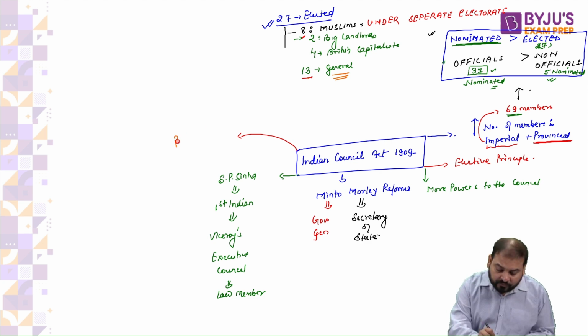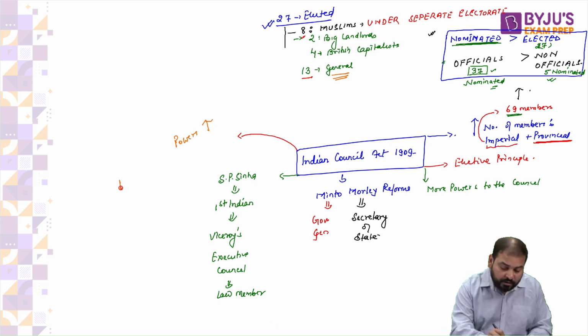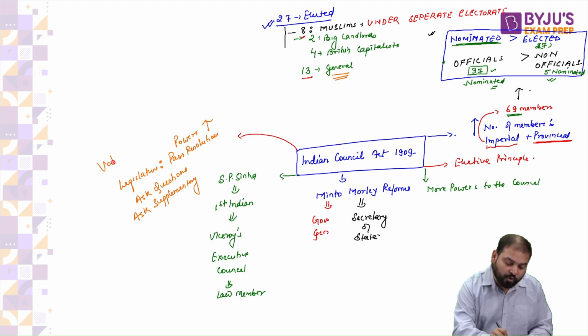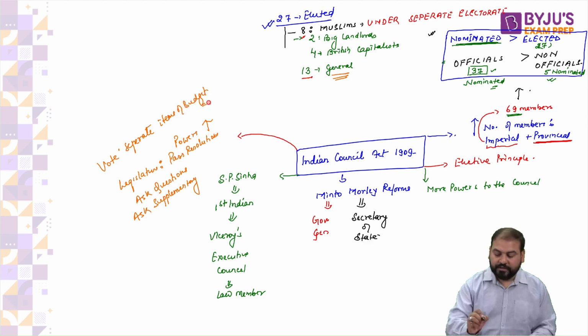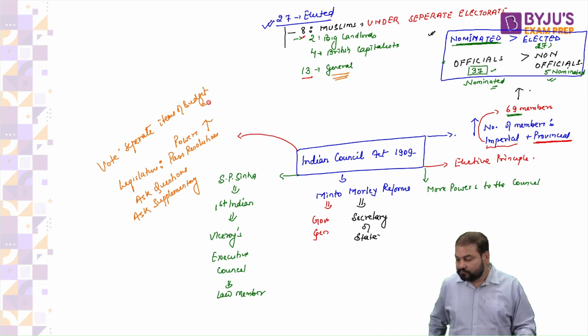Yes, powers were also increased. So now, if there is a legislature, they can pass resolutions. They can ask questions. They can ask supplementary questions. They can vote on separate items of budget but could not vote on it together. Everyone, I'm done with this chapter.